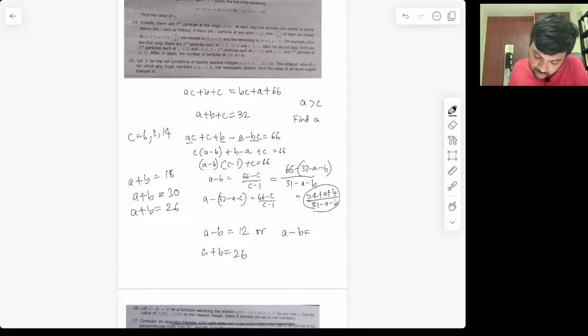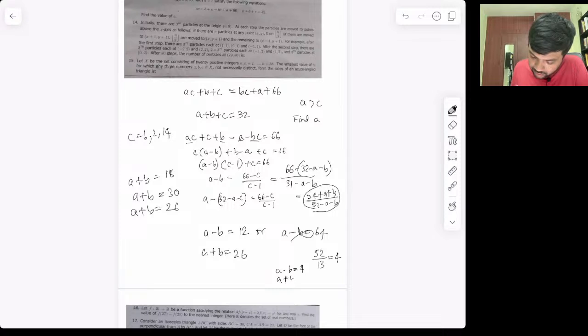Why does it go wrong though? So A minus C can't, if C is 2, 64, A minus B is 64, then A can't be bigger than 32. That's why. Okay, so this is not possible. And if C is 14, what is the problem? 52 by 13. 13 fours are, this is 4. So A plus B is 18. So A minus B is 4 and A plus B is 18.